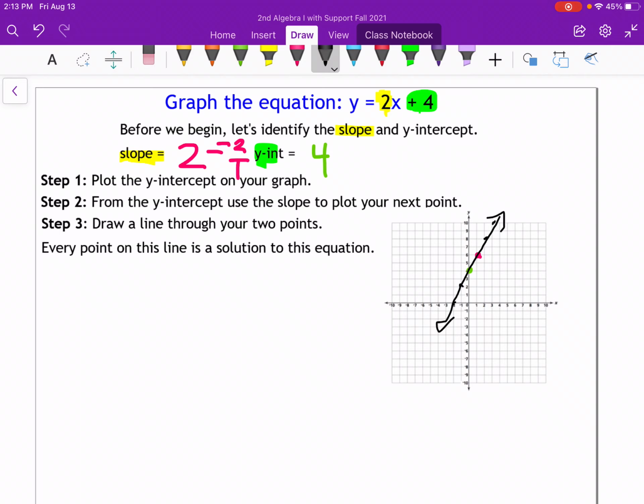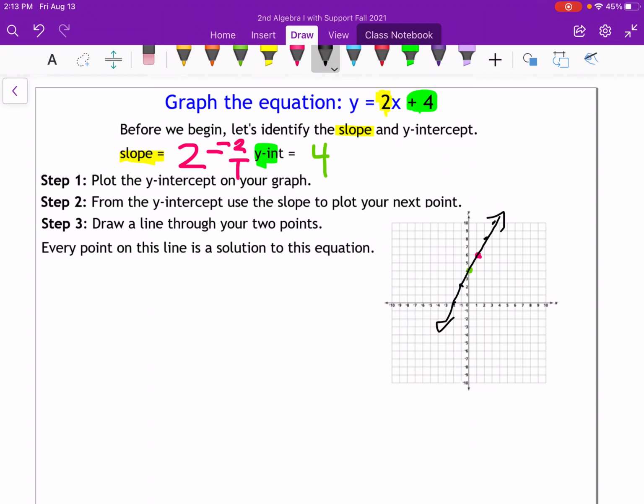My y-intercept, so this is interesting. I don't have one, and so the number for not having one is 0. So my y-intercept is 0. So I'm going to first plot the y-intercept. If it's 0, it's right there at the origin. That's a y-intercept of 0.